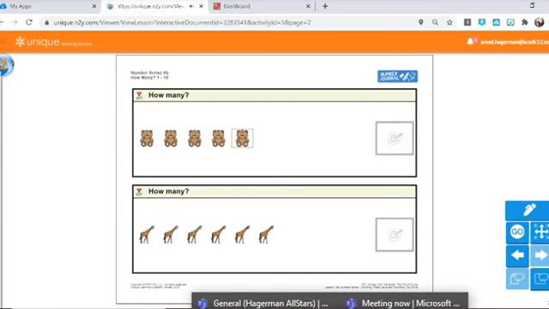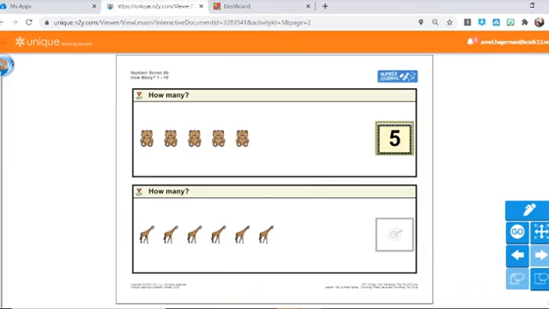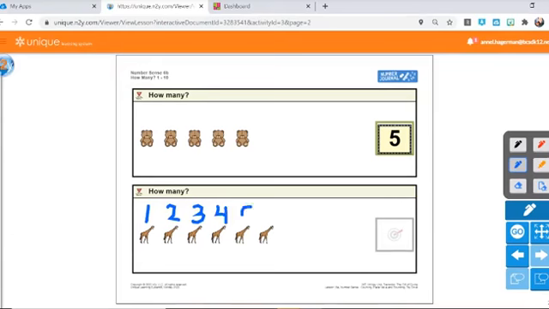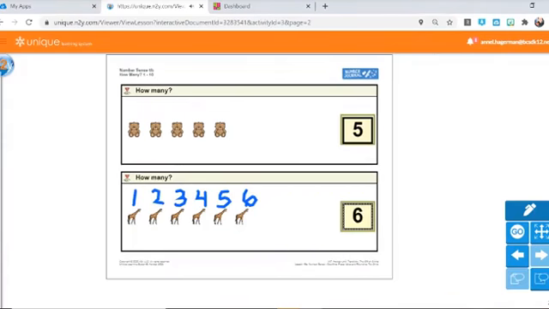1, 2, all right, we have 5. All right, how many giraffes? Let's count the giraffes. 1, 2, 3, 4, 5, 6. We have 6 giraffes. Good job. We can count from 1 to 10.